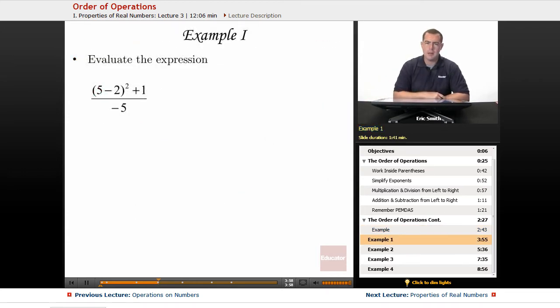Let's try some examples now that we know more about the order of operations and see how we can bring these into a much simpler expression. So this one is 5 minus 2, the quantity squared, plus 1, all over negative 5. I'll also write down PEMDAS. This will act as our roadmap as we're going through the problem. So I want to look for grouping symbols or parentheses to see where I need to start. Well, that 5 minus 2 looks like a good area, so we'll do that first. 5 minus 2 is 3.